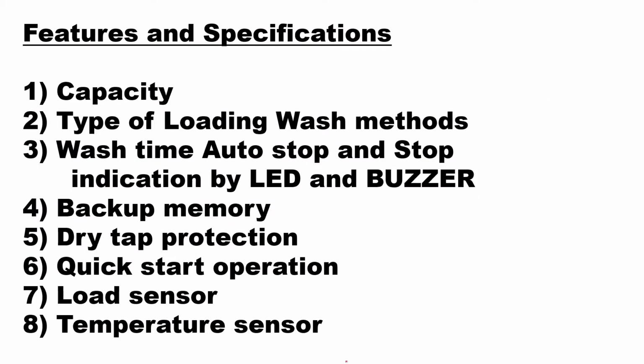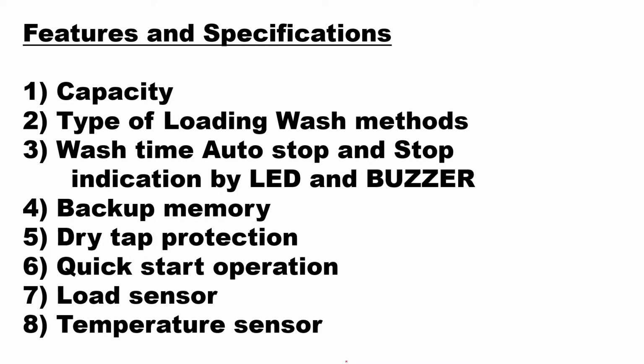Then next we'll see what are the features and specifications of a washing machine. Whenever you go to buy a washing machine, the first thing you will look at is the capacity. How many kg, whether it is 6 kg or 6.5 kg or 7 kg or 7.5 kg, how much is the weight of the clothes which it can withstand. So first you will choose how much should be the capacity of the washing machine.